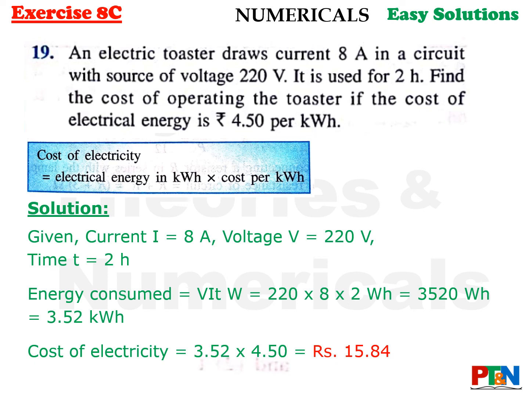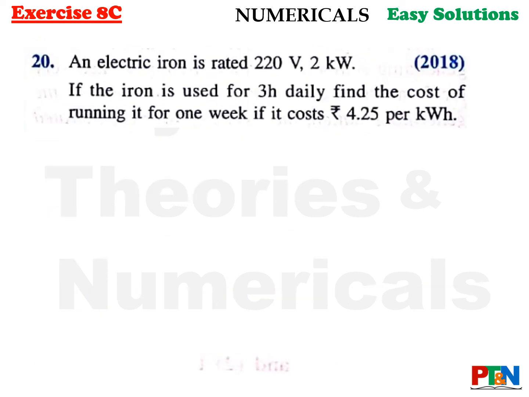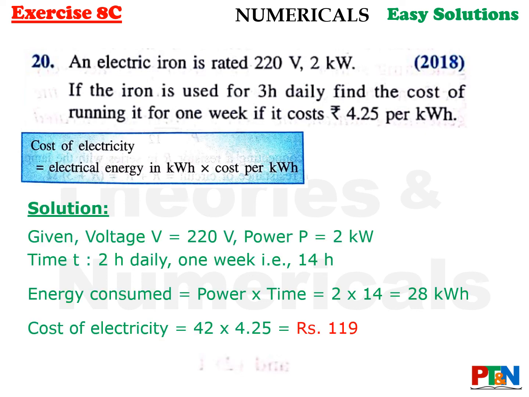Next one. An electric iron rated this. If the iron is used for 3 hours daily, find the cost of running for 1 week if the cost of electricity is given. Again, simplest, nothing in it. Pick up the formula, put the values, get the answer.